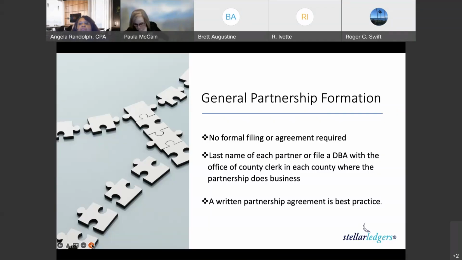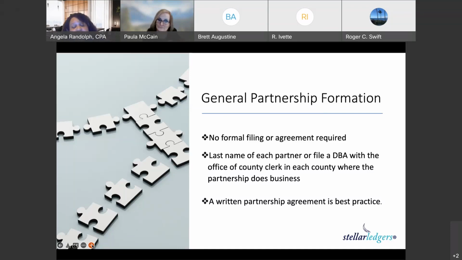So, general partnership formation, there's no formal filing or agreement required. The last name of each partner is required, or you can file a DBA similar to a sole proprietorship with the office of the county clerk in each county where the partnership does business.